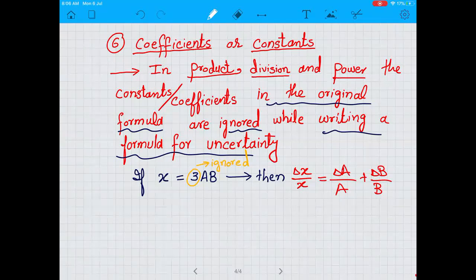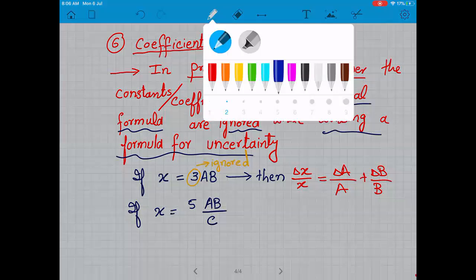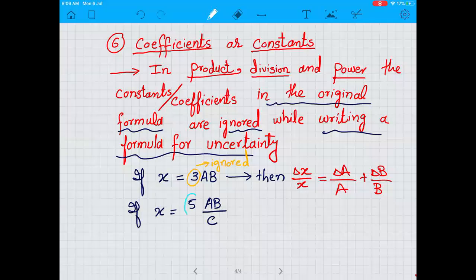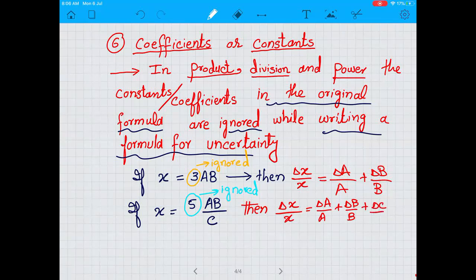Now let's suppose you have x is equal to 5 times AB over C. You see, this is product and division. So this 5 is ignored. As we discussed right now, this 5 is ignored, and the formula would become delta x over x is equal to delta A over A plus delta B over B plus delta C over C. This 5 has nothing to do and it is ignored.